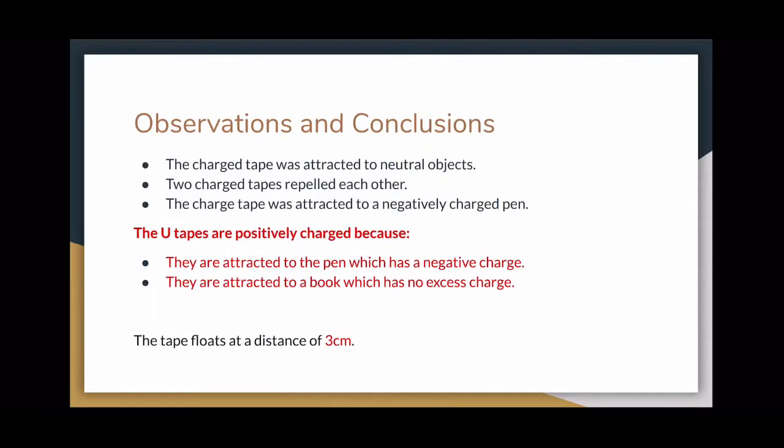Observations and the conclusions. So the charged tape was attracted to neutral objects. I tried a book and I tried my hand and it was attracted to it. The two charged tapes repelled each other, so that meant they were the same charge as I expected. The charged tape was attracted to a negatively charged pen. So this means that the tapes are positively charged, because first they were attracted to the pen, which had a negative charge, and they were also attracted to a book which has no excess charge, which is neutral.